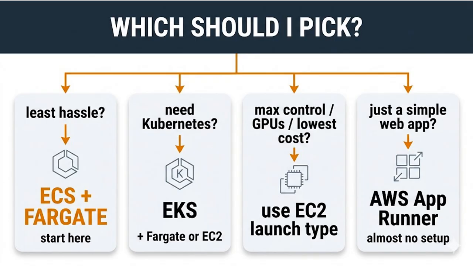If you need maximum control, special hardware like GPUs, or the lowest cost at steady high scale, use the EC2 launch type. And if your app is just a simple web service or API, and even ECS feels like too much, look at AWS App Runner, which runs a container straight from your image with almost no setup.